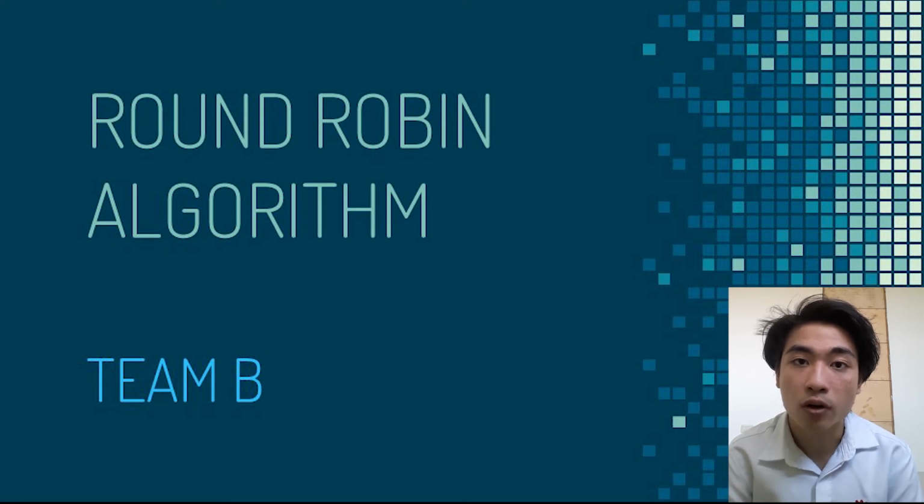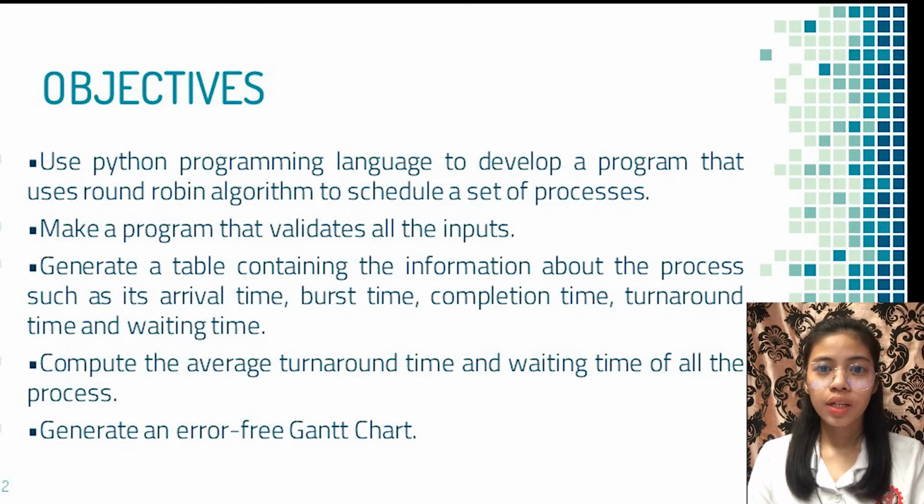So that's it for the introduction. Now, the objectives and scope and delimitations will be discussed by my fellow group mates, Louie Joy Tablan and Gabriel Manganti. For the objectives, this project aims to develop a program that implements round-robin scheduling to schedule a set of processes. Specifically, it ought to achieve the following.